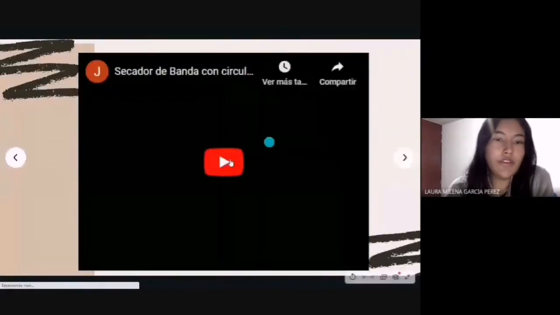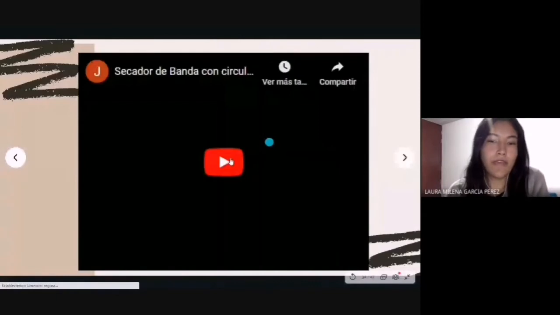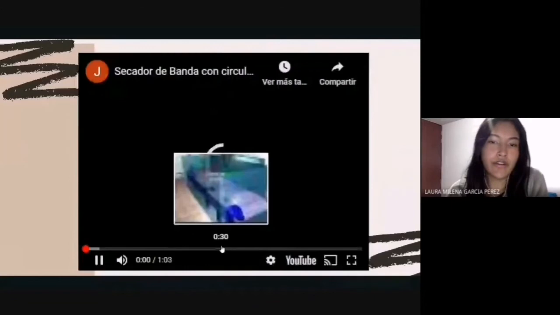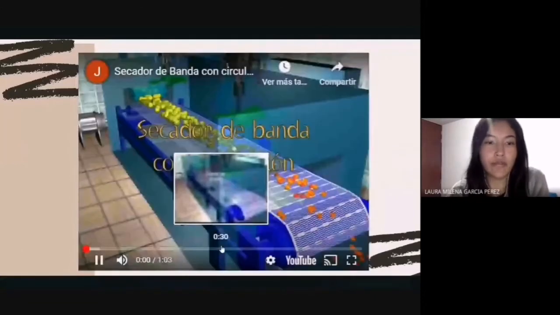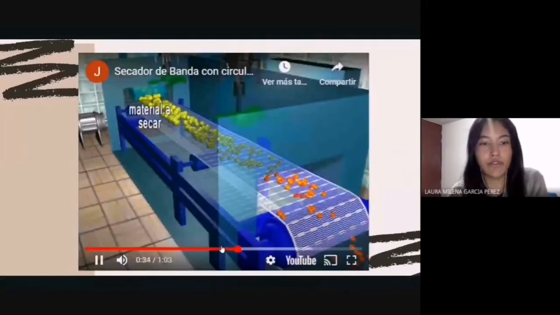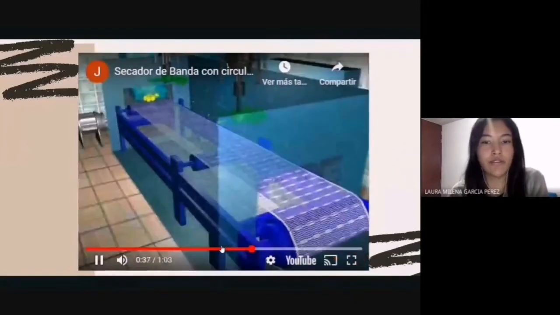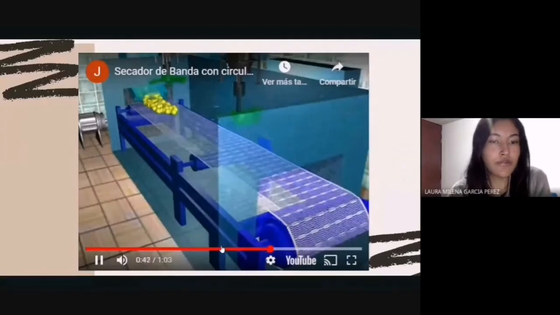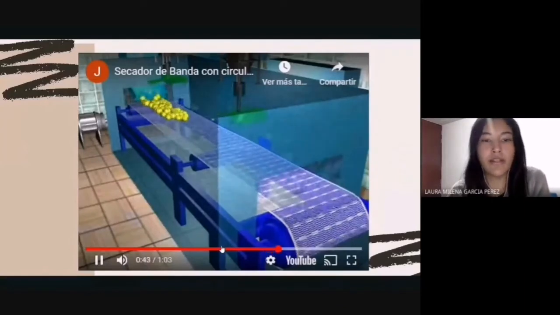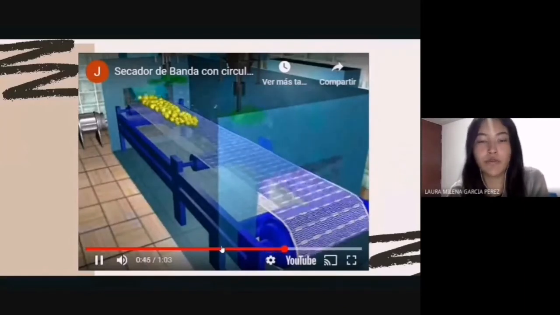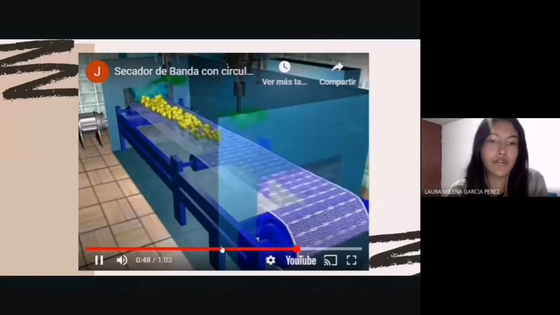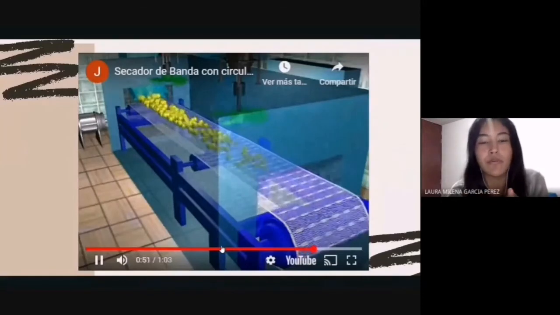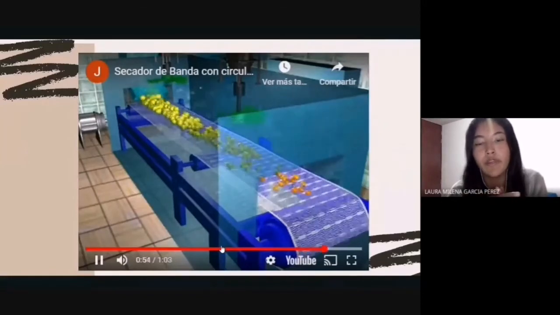In the video, we can see how it works. It is mainly a dryer in which the belt is perforated, and the bed of wet solids enters from one side of the dryer. The hot air at low speeds flows upwards through the belt, and by means of fans moves along the chamber to achieve the drying. On the other side, the product comes out dry and free of humidity.